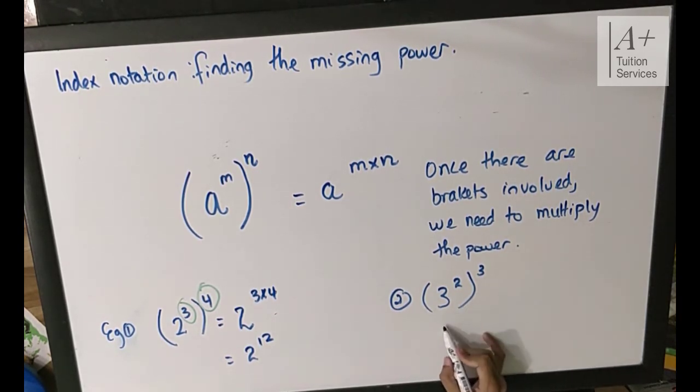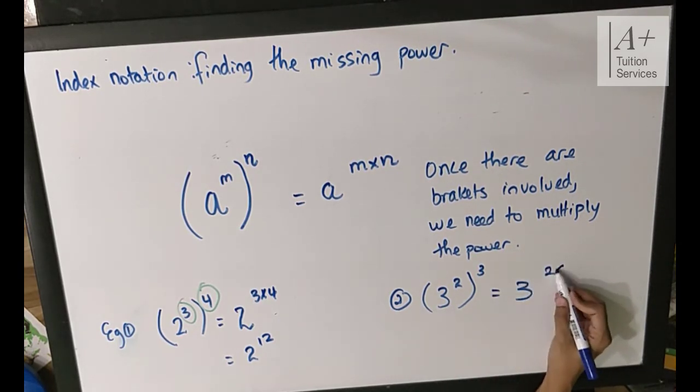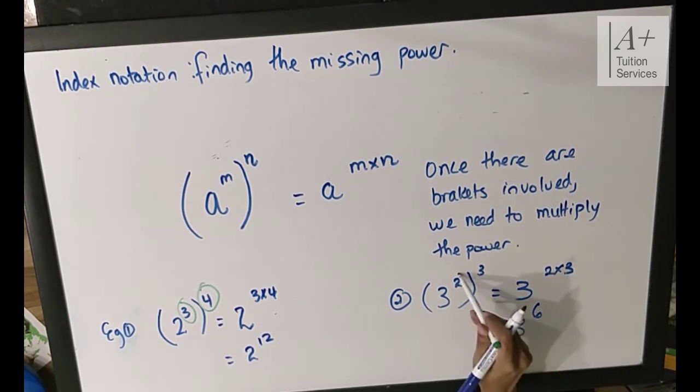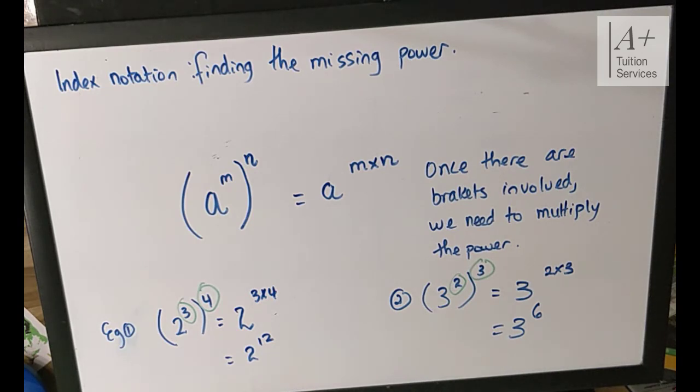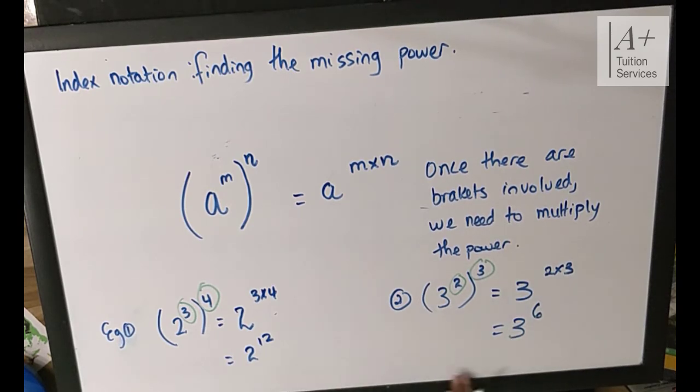If I have this one now, this means 3 to the power of 2 multiplied by 3, which is equal to 3 to the 6th power. So we multiply 2 by 3 and we get 6. So you need to take down this rule. When we have brackets, the powers usually multiply. Once you have brackets involved, we need to multiply the powers, okay? So this is the formula that you need to take, and the note and the example to supplement that. So I want you to look at the exercises for that.